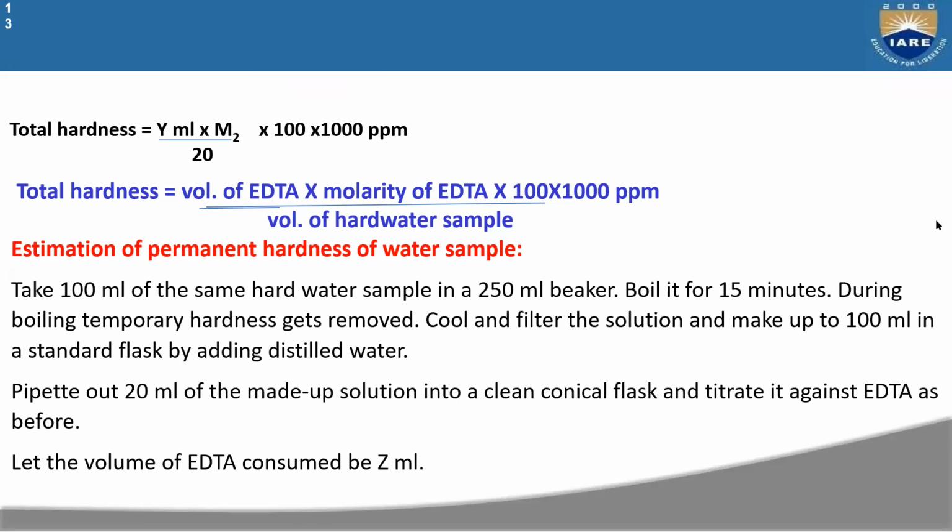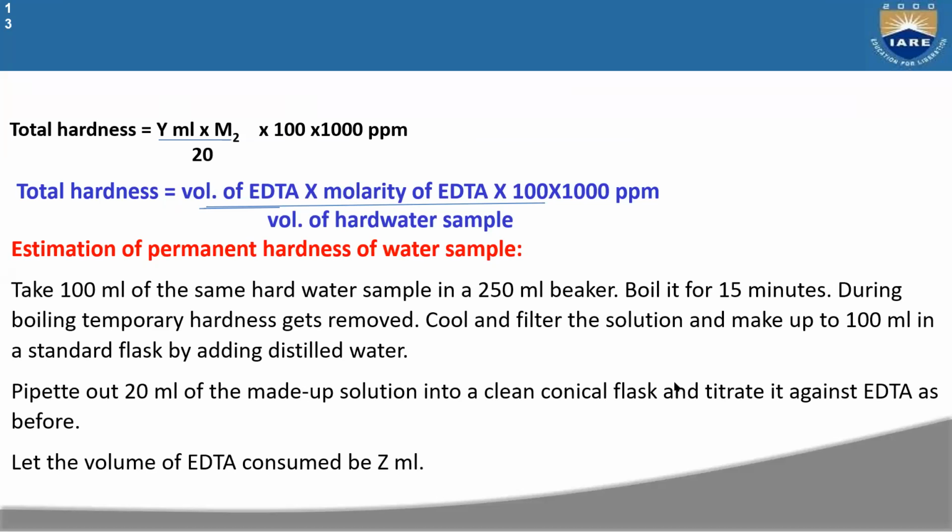Next one is estimation of permanent hardness of water sample. Permanent hardness means we have to remove the temporary hardness. How do we remove the temporary hardness? By boiling, right? By boiling, we can remove the carbonates and bicarbonates.